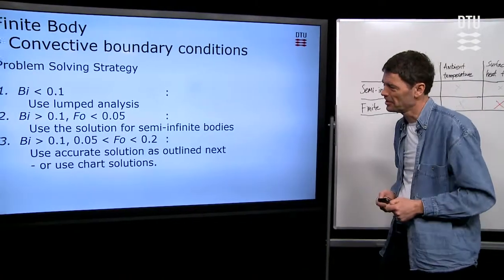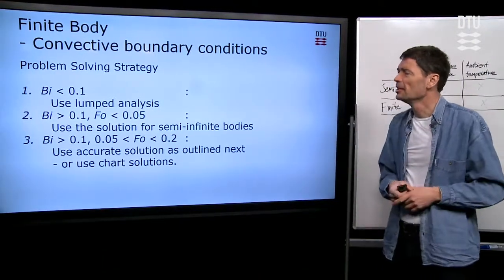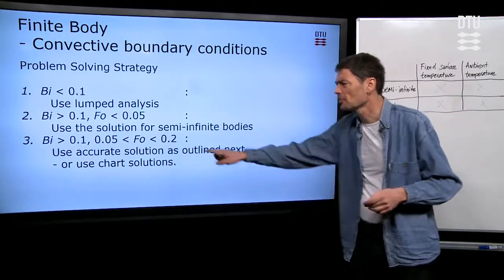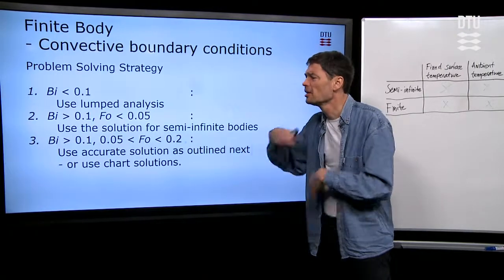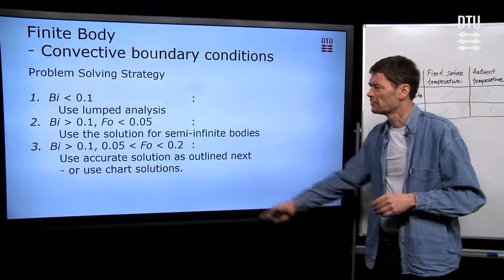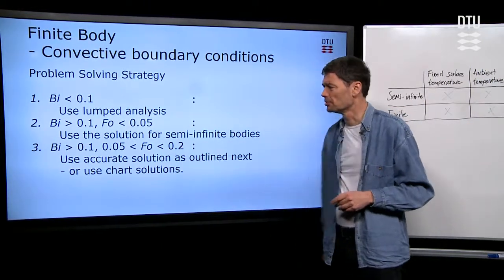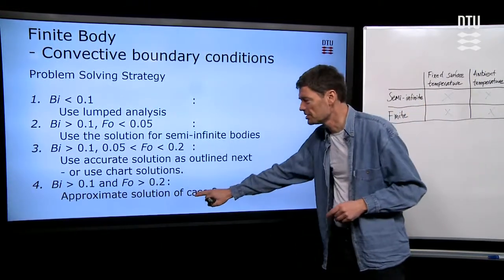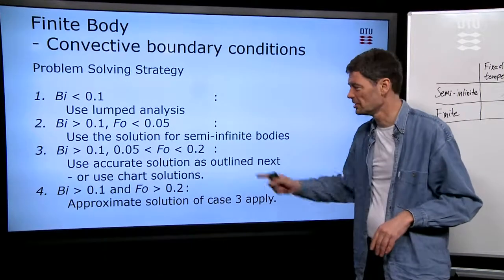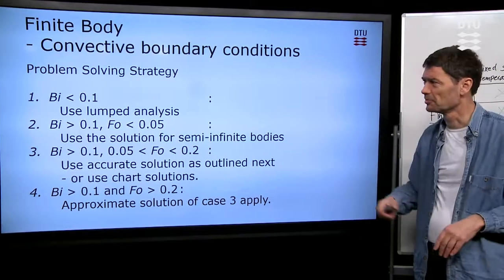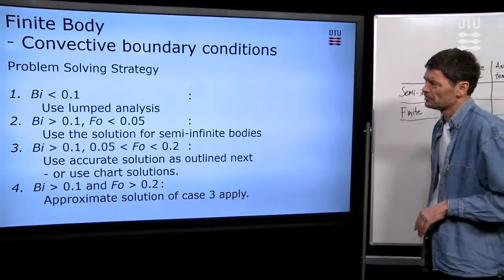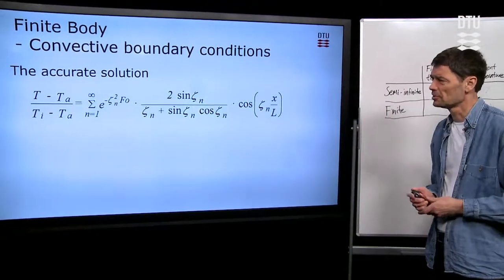But for finite bodies, the real case, for Fourier numbers not so large, so times not so large, there are some accurate solutions that I'll show you on the next slide. If the Fourier number is bigger than 0.2, then we can have an approximation to the accurate solution that we have on the level 3 here from this problem-solving strategy. So here is our equation that gives us the solution.